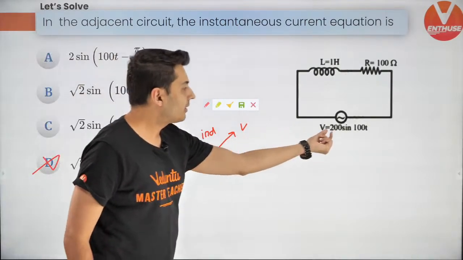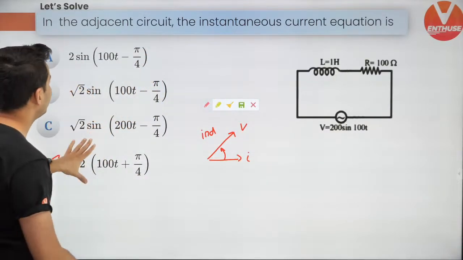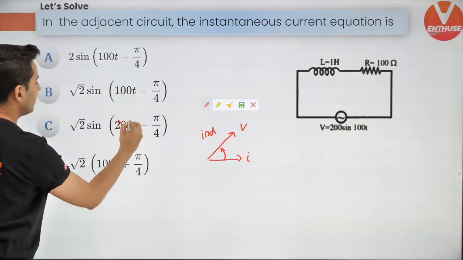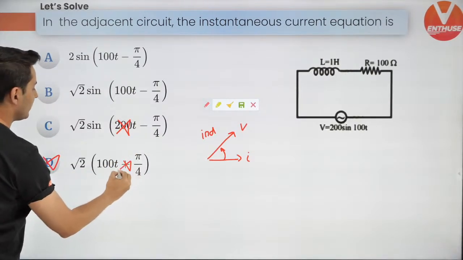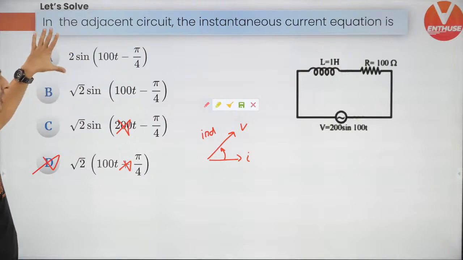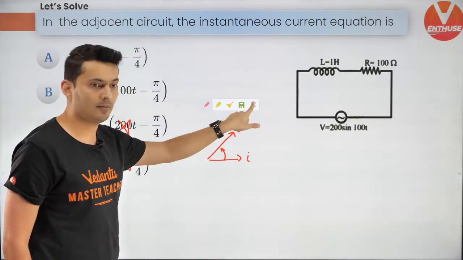But the inner part, which is 100, should not change. So basically, either it will be this or this, but it can't be this. This 200 is not possible. This plus is also not possible. So only the two options which remain are this. So, if you have to narrow it down, you can narrow it down to these two options and solve.